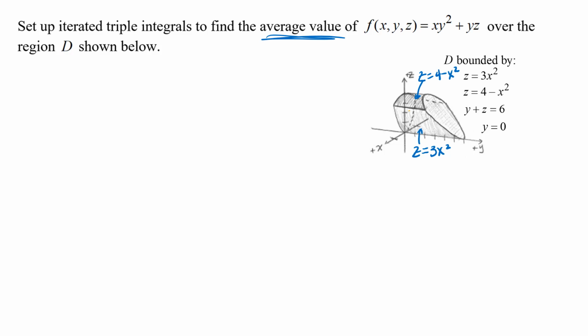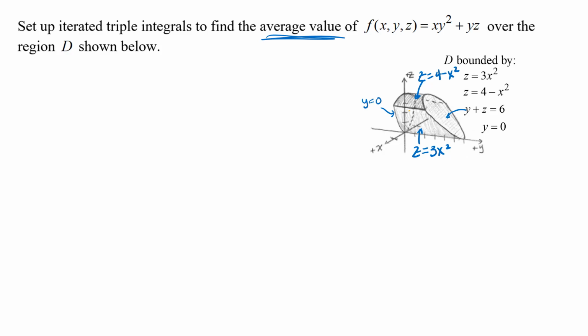y plus z equals 6. That is a plane. And that plane would also be like a cylinder. It would extend parallel to the x-axis. So that's going to be this plane here, which goes parallel to the x-axis. And then y equals 0 would be the xz plane, so that would be here on the back side.